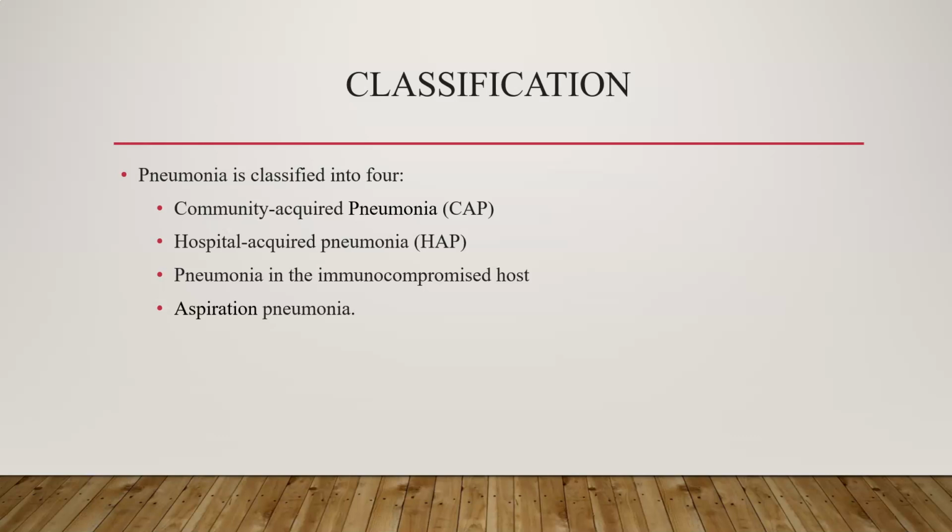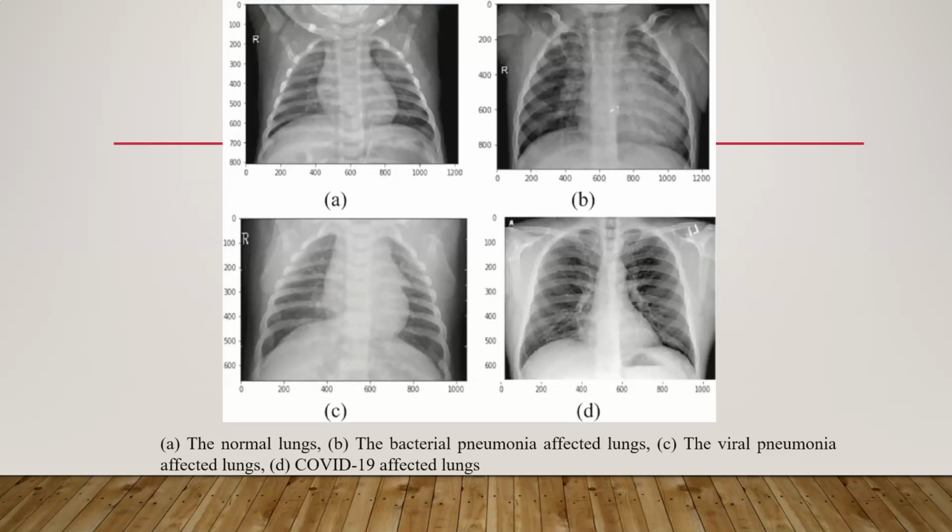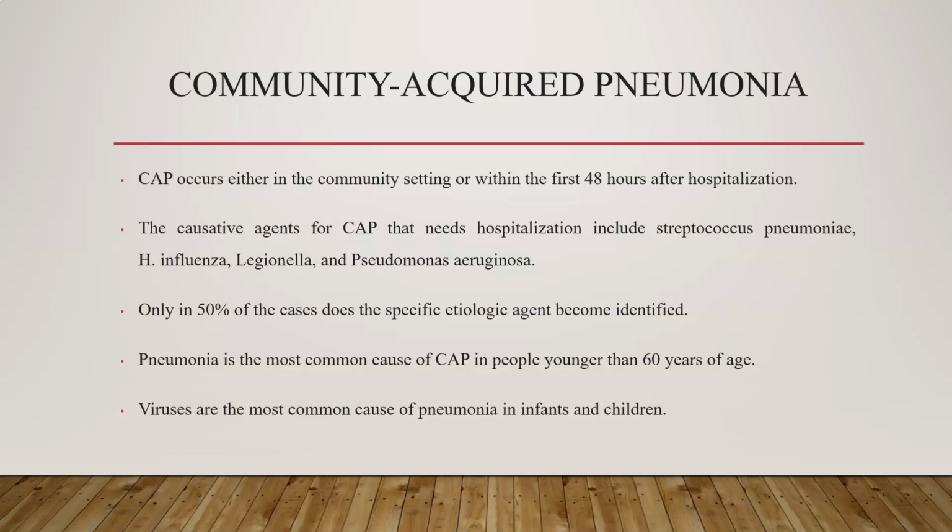If we look at the classification, it is CAP or community-acquired pneumonia, hospital-acquired pneumonia, pneumonia in the immunocompromised host, and aspiration pneumonia. Here, I have shown you 4 X-rays which compare a normal lung; the second one, B, is the bacterial pneumonia affected lung; the third picture is that of a viral pneumonia affected lung; and in the present day situation, COVID-19 affected lungs, which is very common in the pandemic situation.